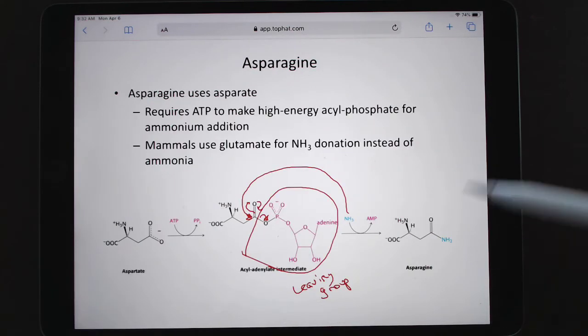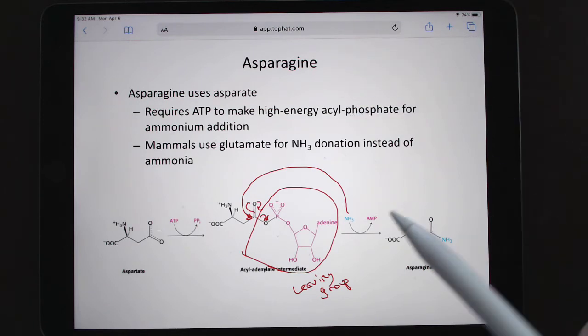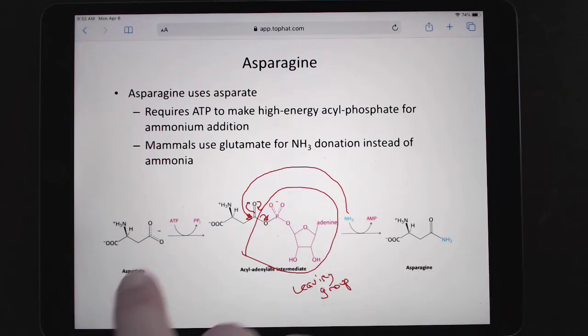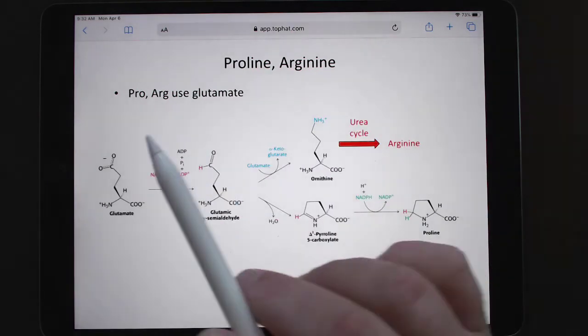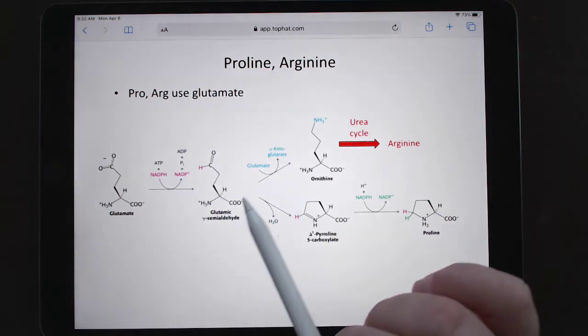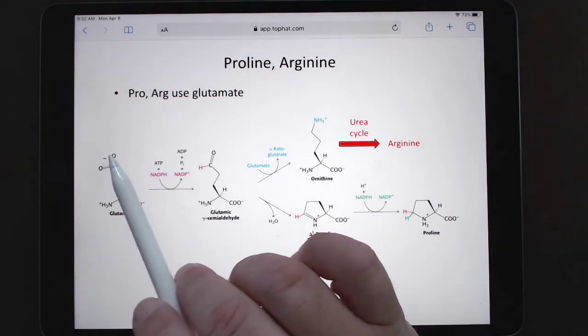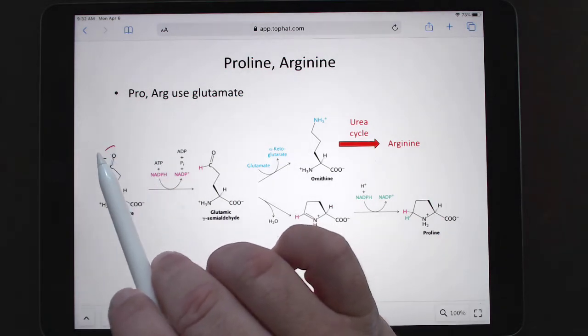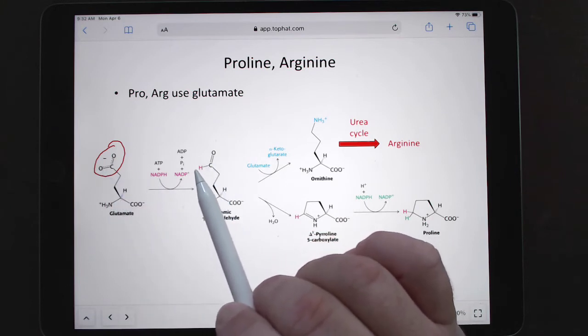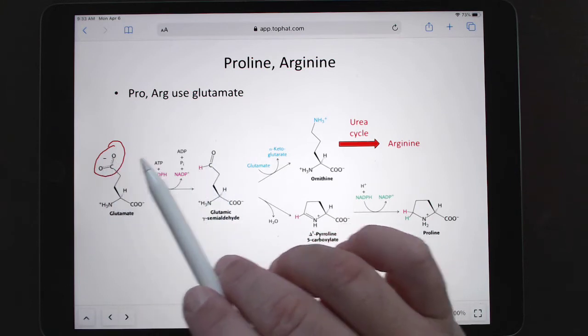Oh, I should mention, we use glutamate as our nitrogen source. You could also use ammonia, and this is one of the few cases where sometimes you actually use ammonia. For proline and arginine, you actually use glutamate, and essentially, again, you're going to activate this ester here and then reduce it down to the aldehyde. Okay, so it's the hydride that comes in and does the attack.